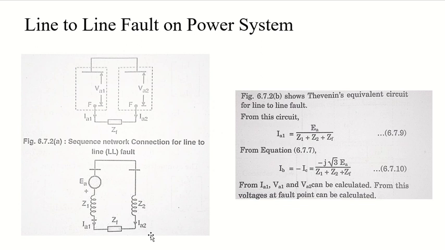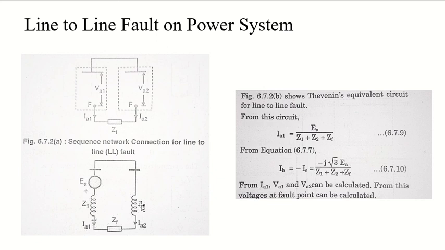So from this Thevenin circuit, you can also find the value of current. So from this circuit, what will be the value of IA1? You can tell me. It will be the voltage source EA divided by Z1 plus Z2 plus ZF. Basically, all three of them in series. So it will be it.